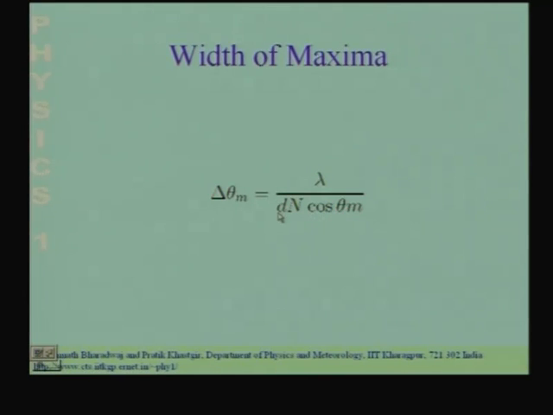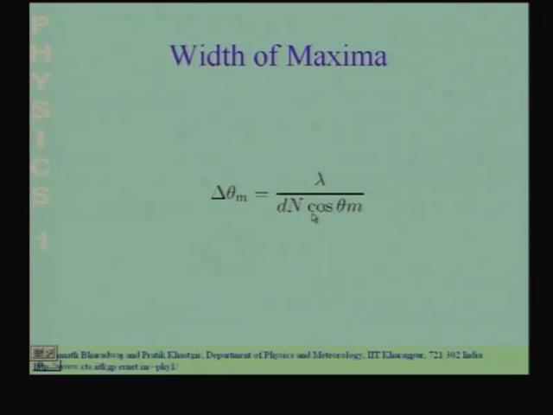D is the distance between the oscillators. So, as I increase the distance between the oscillators, the primary maxima become sharper. If I increase the number of oscillators, the width of the primary maximum becomes sharper, it gets smaller. The primary maxima itself gets sharper.